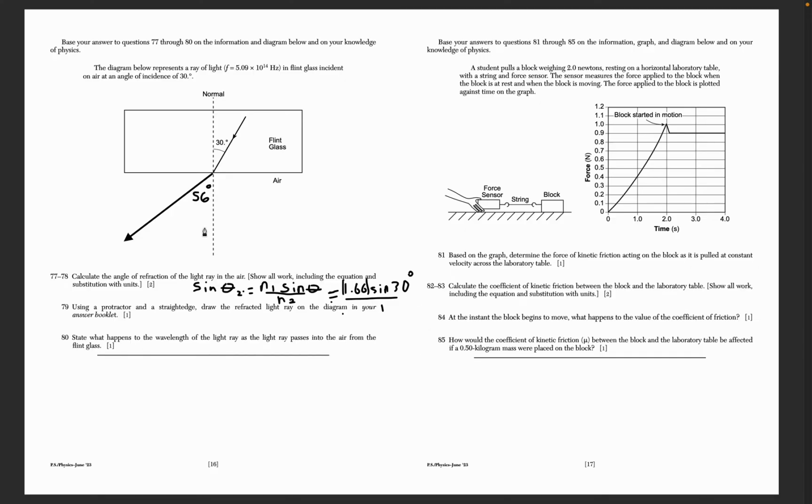Okay, for this one I did draw it already because it would have taken a while to get the protractor and do it on the laptop, so I'll just explain this one. Let's start with the question. The diagram below represents a ray of light traveling at that frequency in flint glass incident on air at an angle of incidence of 30 degrees. Calculate the angle of refraction of the light ray in the air.